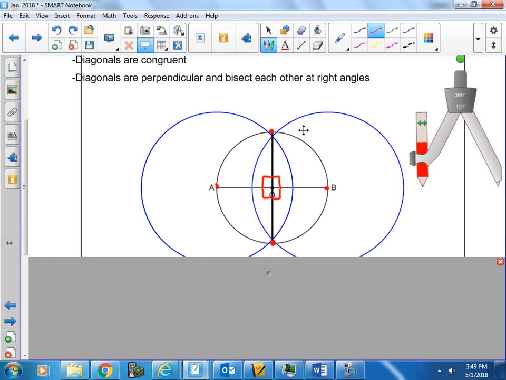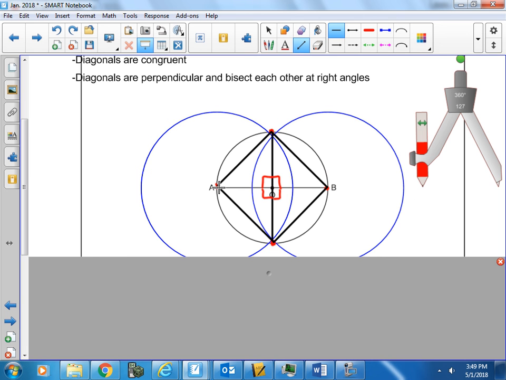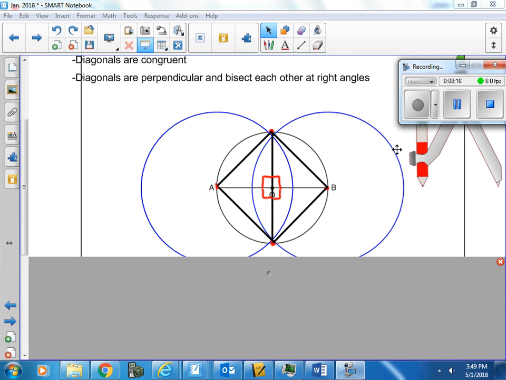So if we now just simply use our straight edge, which I don't need with this program that I'm using, this Smart Notebook, but you'd want to use a ruler, connect these 4 points, and there you go. You now have a square that is inscribed in a circle. Okay? So that's all you had to do. Pretty easy 2 points if you remember how to do that.